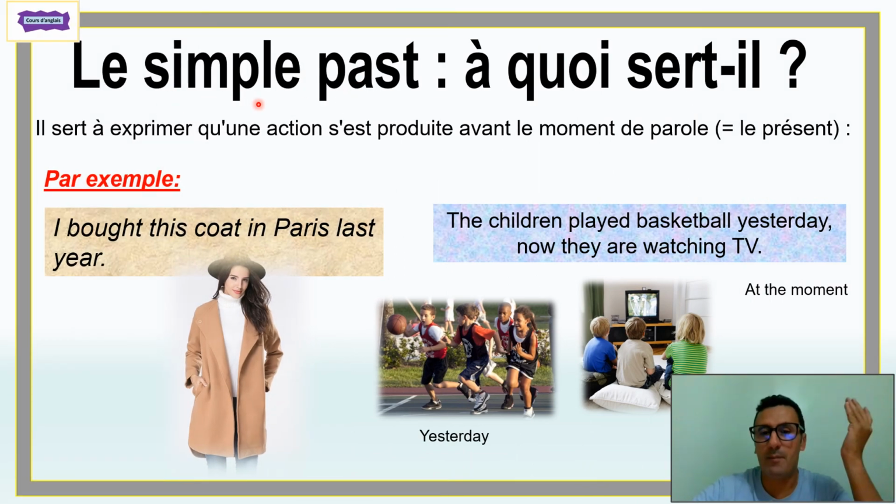Alors, le simple past, à quoi sert-il? Il sert à exprimer qu'une action s'est produite avant le moment de parole, qui veut dire tout simplement le présent. Par exemple, I bought this coat in Paris last year. Là, le verbe en infinitif, c'est to buy, qui veut dire acheter. J'ai acheté ce manteau, this coat, in Paris, à Paris, last year, l'année dernière.